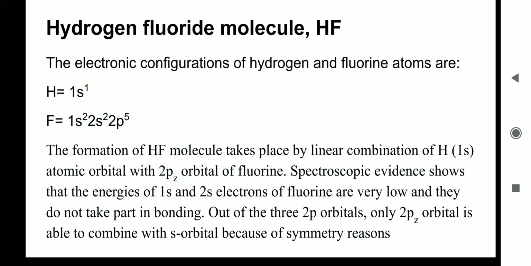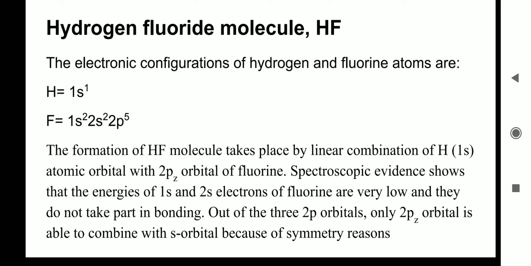Now, for the formation of the HF molecule, the 1s orbital of hydrogen overlaps with the 2pz orbital of fluorine, and the rest of the atomic orbitals of fluorine are not at all participating in the bond formation. 1s2 and 2s2 of fluorine are deeply seated in the molecule, and hence they just behave as atomic orbitals. 2p5 means 2px2, 2py2 and 2pz1.